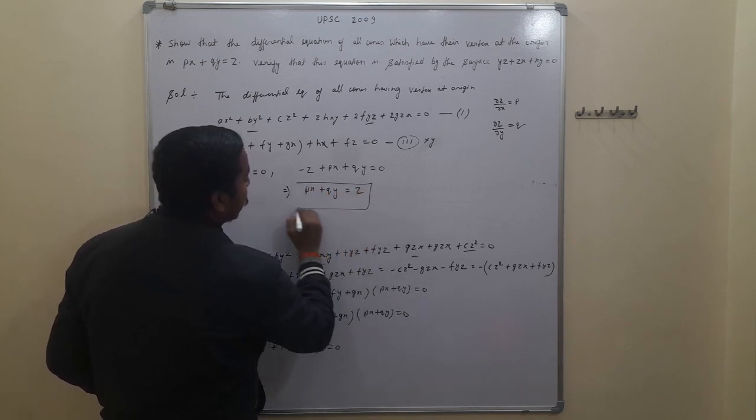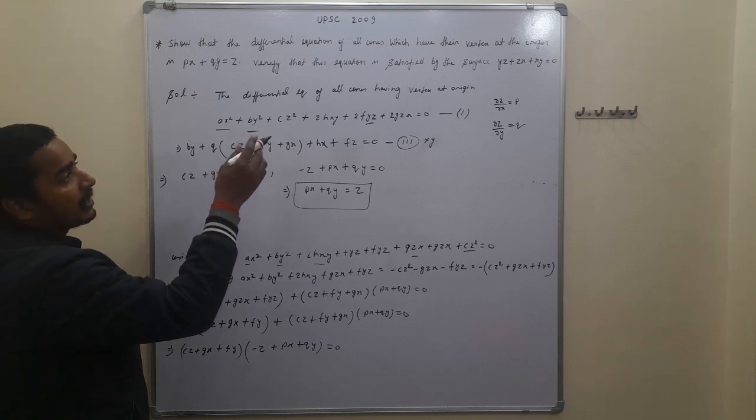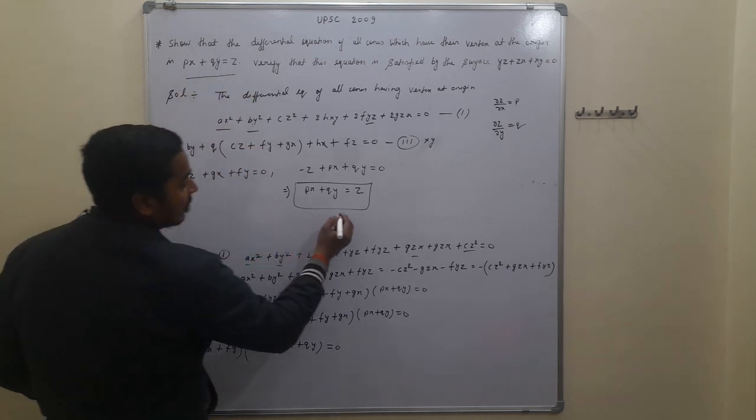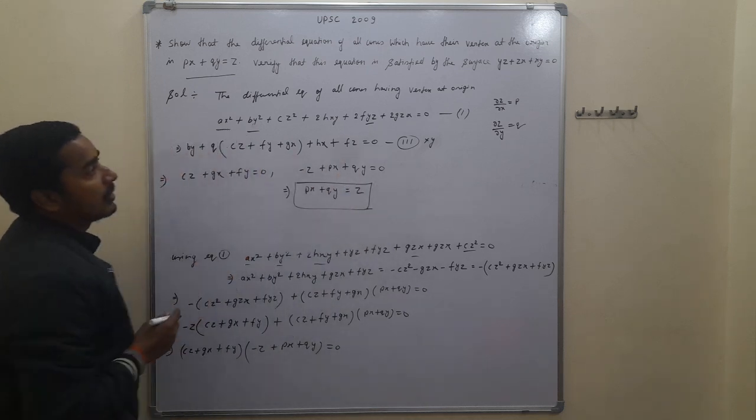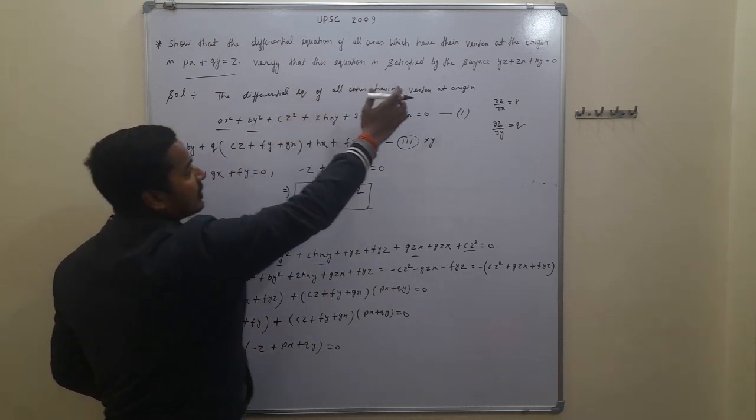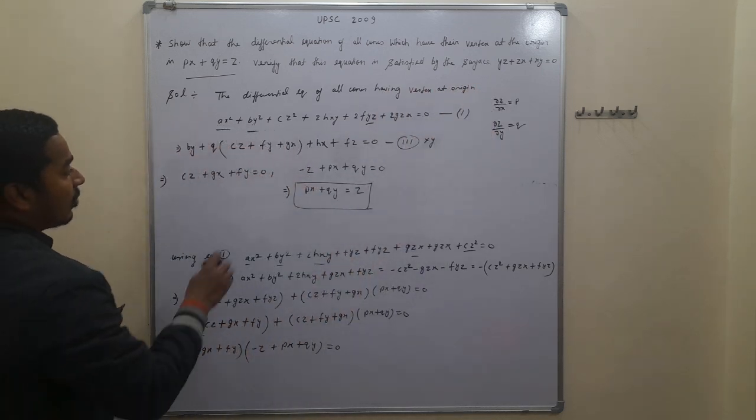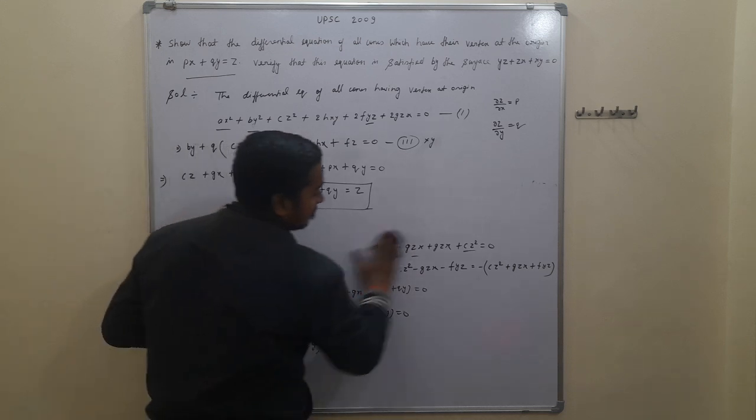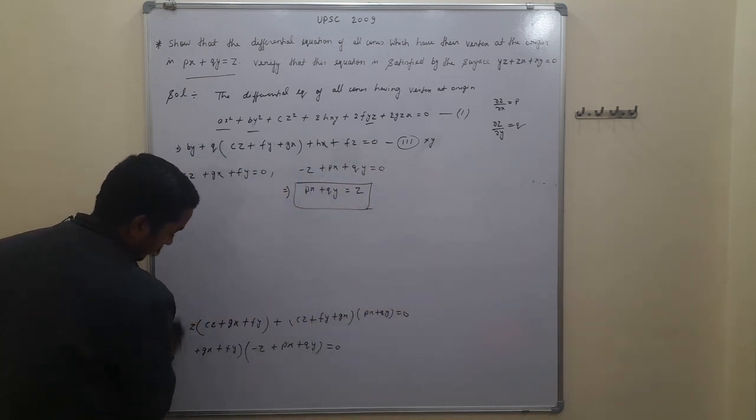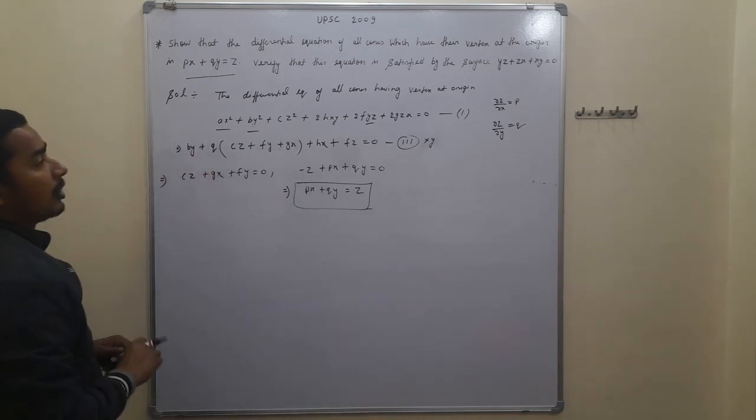We have found the first relation. The differential equation of cones having vertex at the origin is px plus qy is equal to z. This is the first part of the solution, and further the given question says to verify that this equation is satisfied by the surface. So we have to solve the second part.